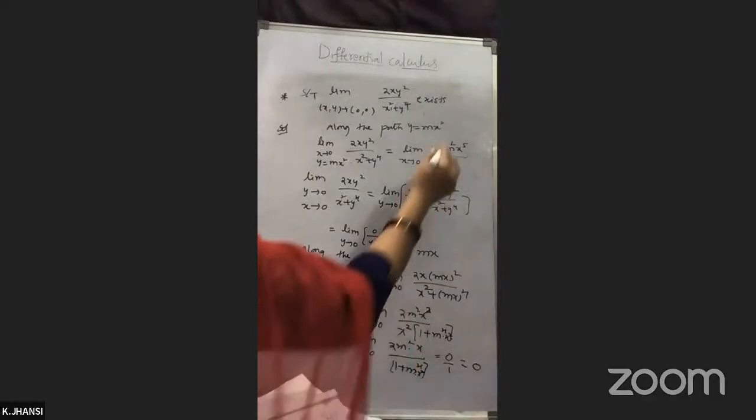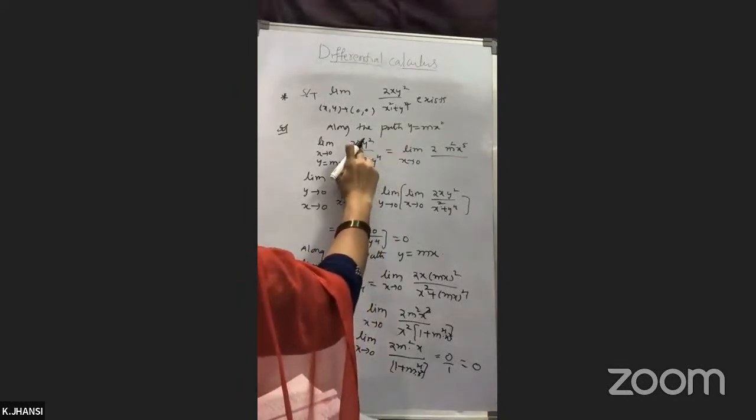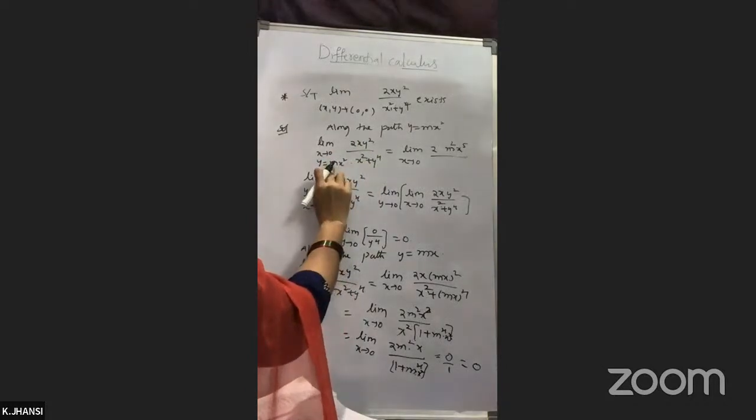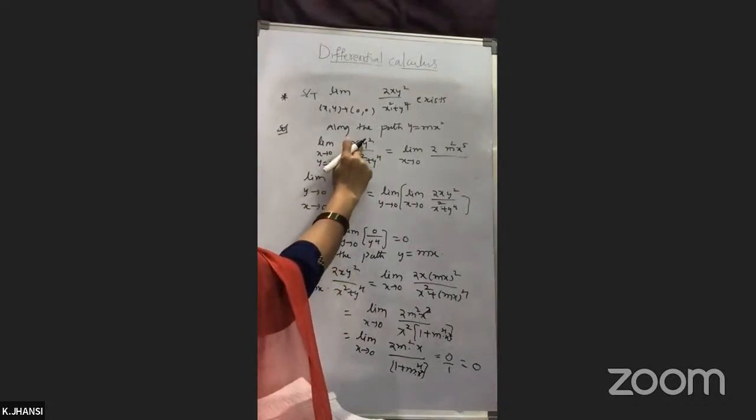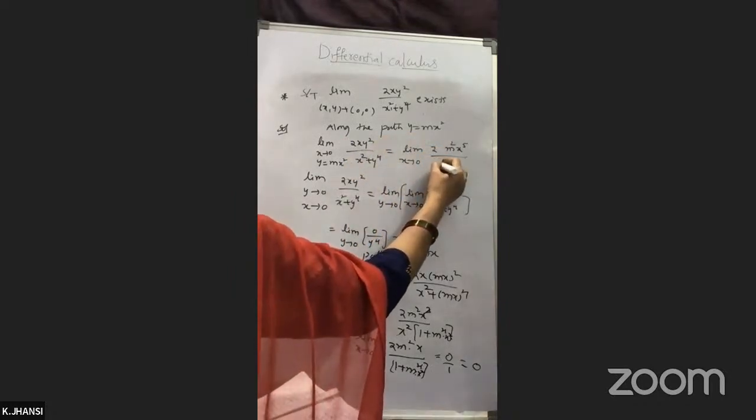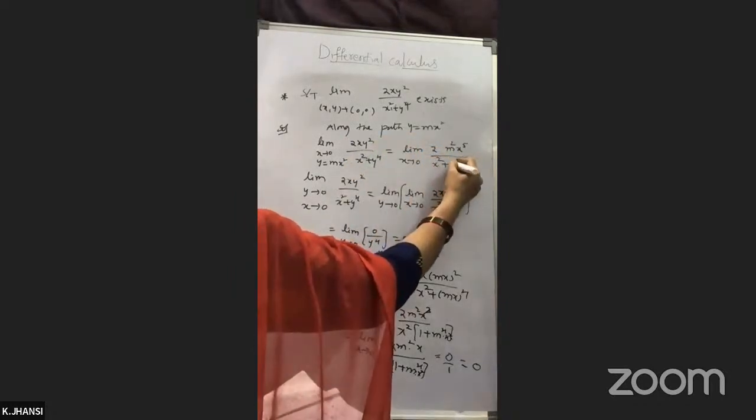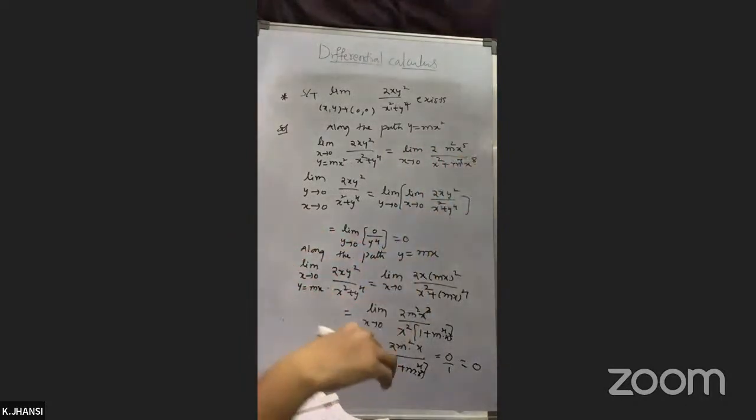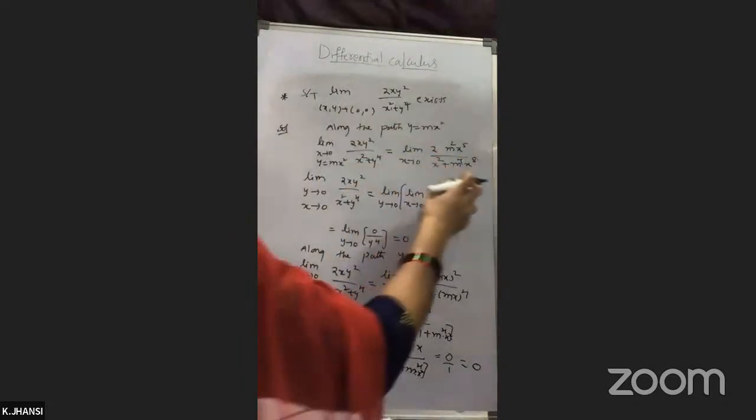Okay. So here m square, y equals mx square. So m square will get x square is x to the power of 4. One more x is there, x to the power of 5. Now here this is x square plus this is m to the power of 4 and this is x to the power of 8. Okay.